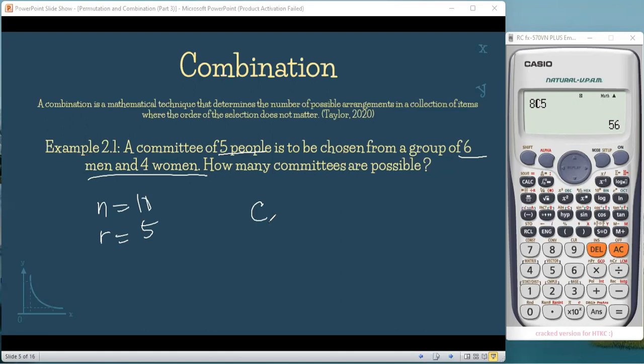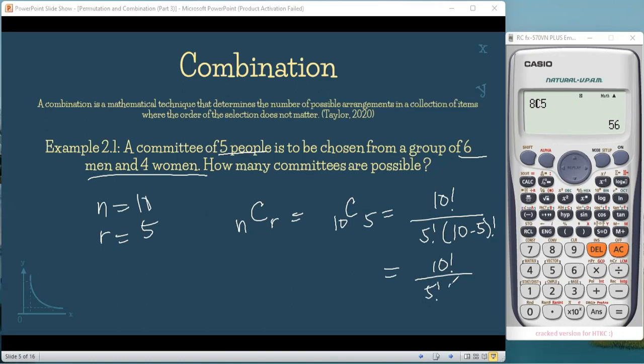So, that is combination of n objects taken r at a time is equal to the combination of, ano po yung n natin, that is 10 taken 5 at a time. So that is 10 factorial all over 5 factorial times 10 minus 5 factorial, and 10 factorial divided by 5 factorial, that is 10 minus 5, that is 5 factorial. So calculator na po natin para mabilis. So that will give us 10 factorial divided by 5 factorial times 5 factorial. That is 252.